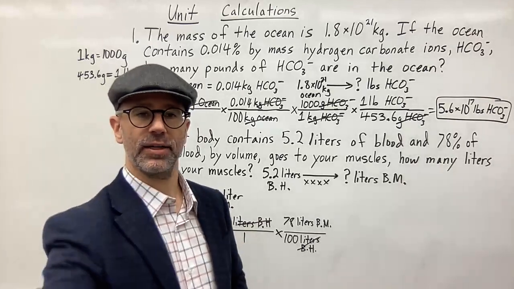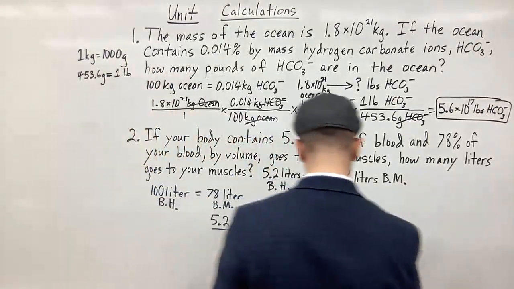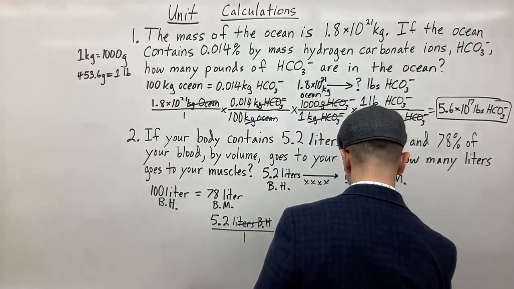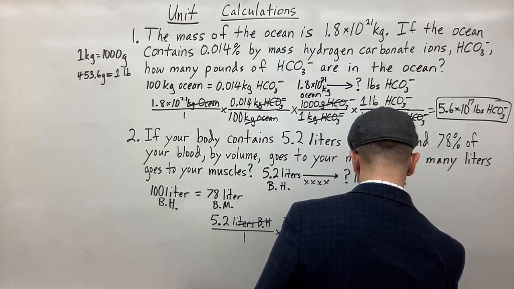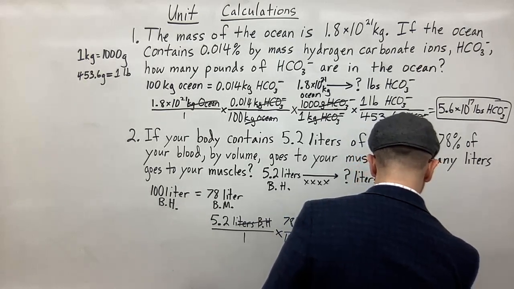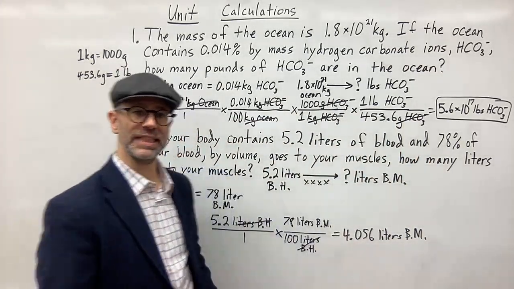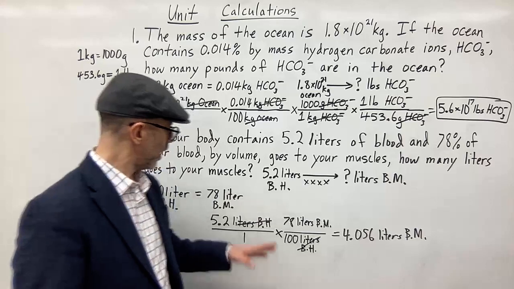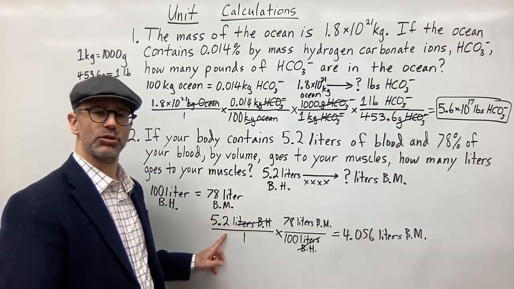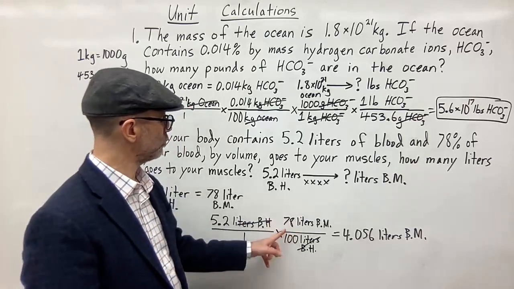When we do that, we get 4.056 liters of blood to the muscles. Now we have to figure out how many sig figs we're allowed to have. We have two measurements. We have 5.2, that's 2 sig figs, and we have 78, that's 2 sig figs.